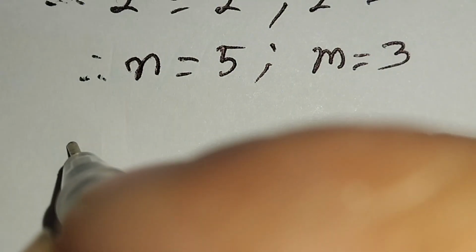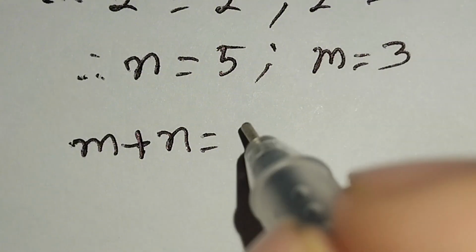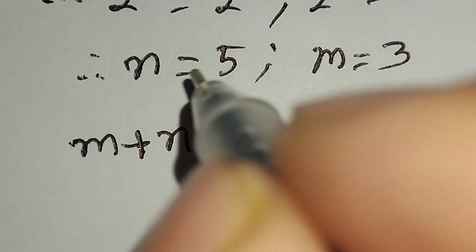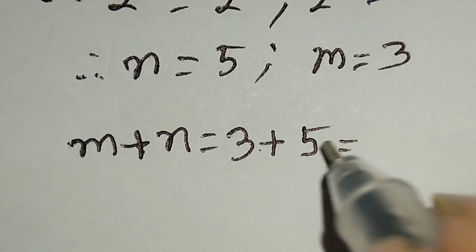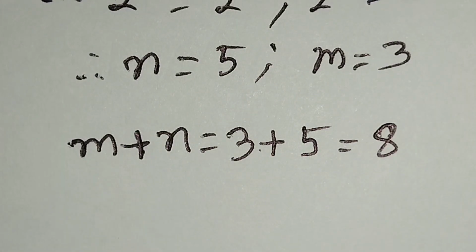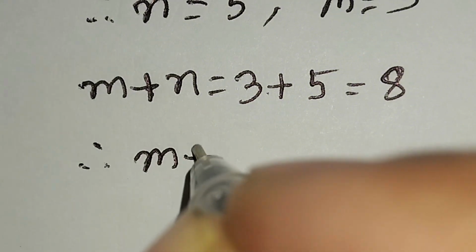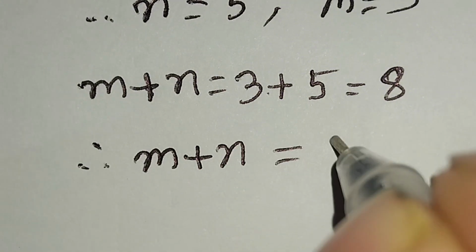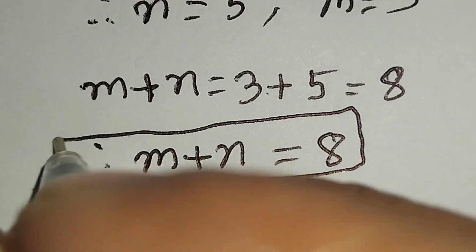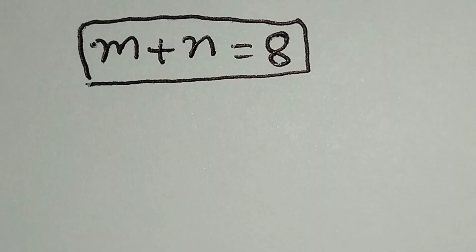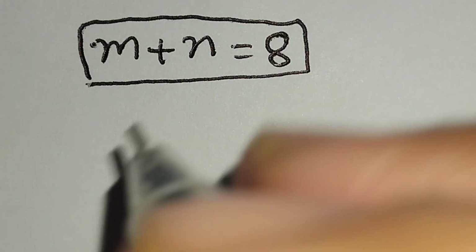Therefore m plus n equals the value of m, 3, plus the value of n, 5, equals 3 plus 5 equals 8. Therefore m plus n equals 8. This is our final value. Now I will verify to check whether this value is correct or not. So let's verify.